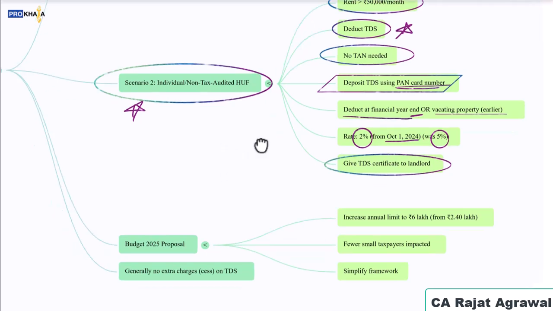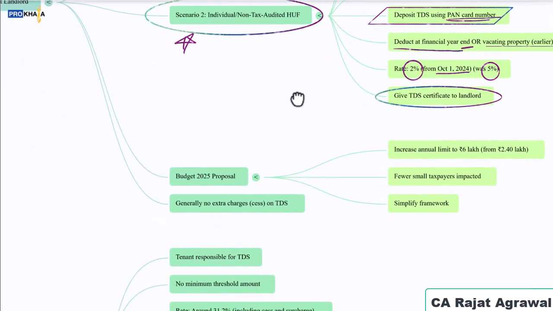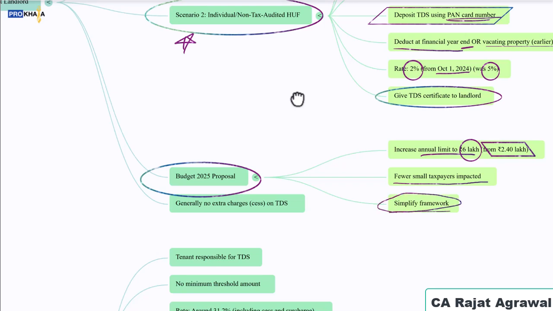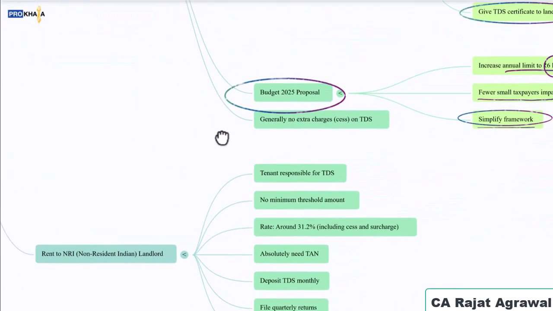Now, think about this. There's been a recent proposal in the Budget 2025 to increase the annual limit for TDS on rent from 2.40 lakh rupees to 6 lakh rupees. What does this mean? It means fewer rental transactions will cross this higher annual threshold. So fewer small taxpayers receiving smaller rental payments will be impacted by TDS being deducted. This aims to simplify the tax deduction framework by raising the threshold. Here's a quick point. When we talk about TDS on rent, like under Section 194-I, there are generally no extra charges like education cess or secondary and higher education cess added to the TDS amount.